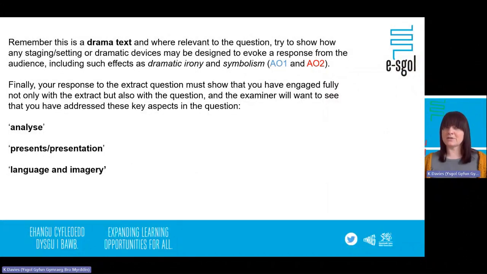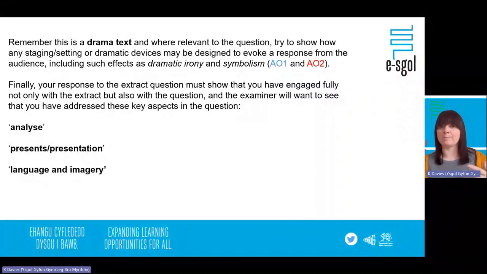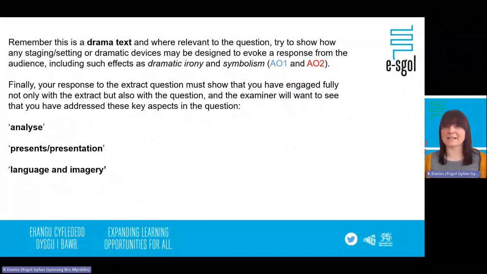So this idea, just to remember that this is a drama text and where relevant to the question, you need to try and show how any staging or setting, the use of dramatic devices such as sound, props, quite possibly, how they're designed to get this response from you as an audience. Is there use of dramatic irony? Is there use of symbolism?